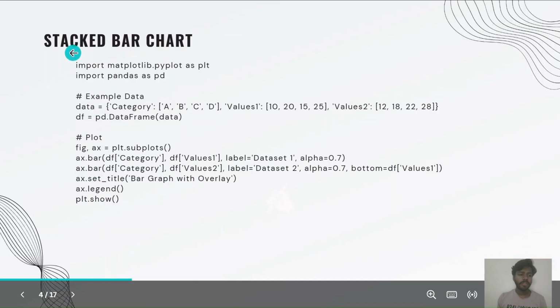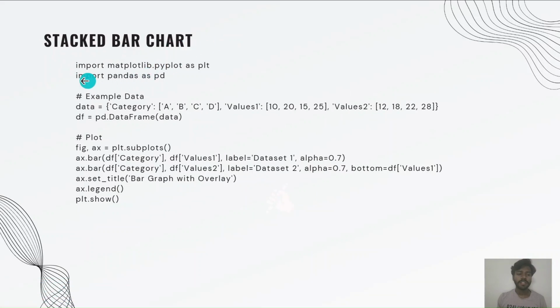Now, if we implement a stacked bar chart, let's see how we implement it. First, we import matplotlib.pyplot as plt and import pandas as pd. Now, the example data: category has A, B, C, D with their respective values 10, 20, 15, and 25, and value2 is 12, 18, 22, and 28. Now the data frame is pd.DataFrame(data).